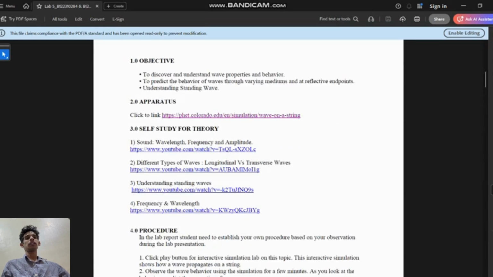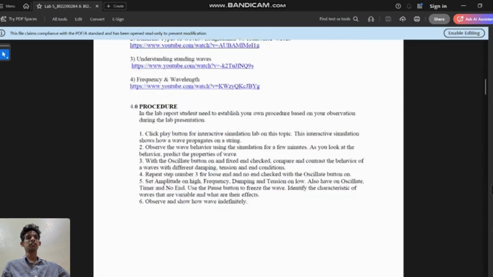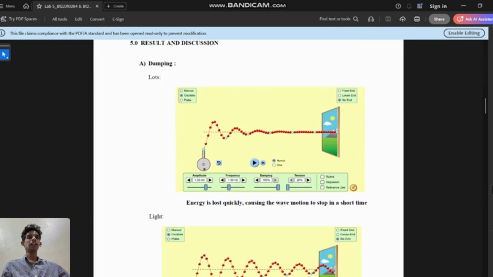Okay, we start with the objective first. The objective is to discover and understand the wave properties and behavior, to predict the behavior of waves through varying mediums at the reflecting endpoints, and to understand the standing wave.